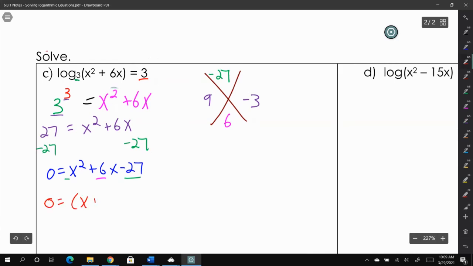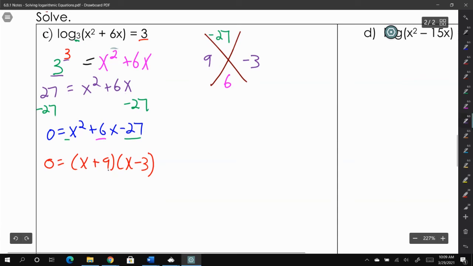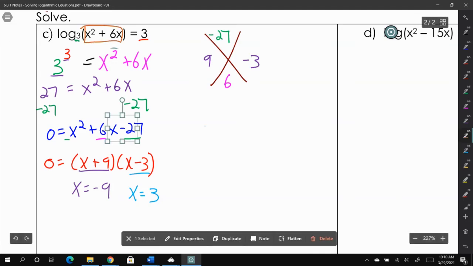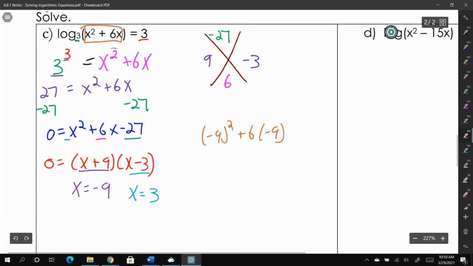So this factored form will look like this. And you should remember that our answers, or our zeros, will be x equals negative 9 and x equals 3. Now we need to check both of these, and just because we have x equals negative 9 doesn't automatically mean that negative 9 is not a solution. So I'm going to plug in negative 9 squared plus 6 times negative 9. And when I type that into the calculator, I'm going to get positive 27. Okay, so that one works.